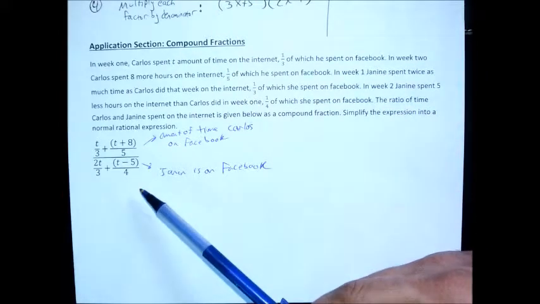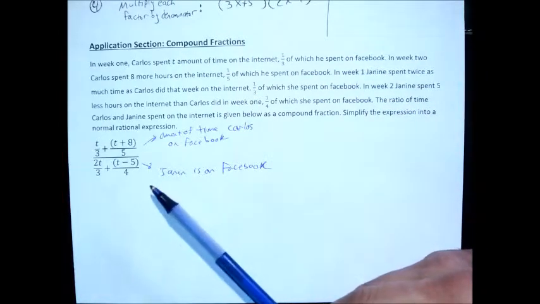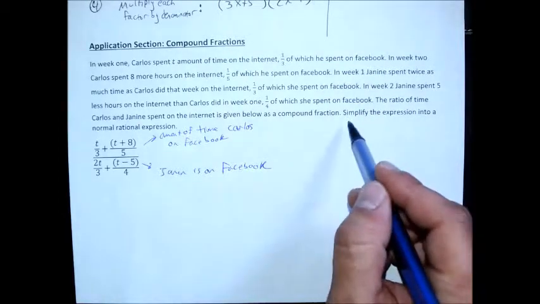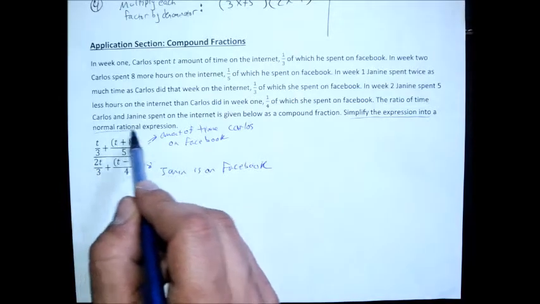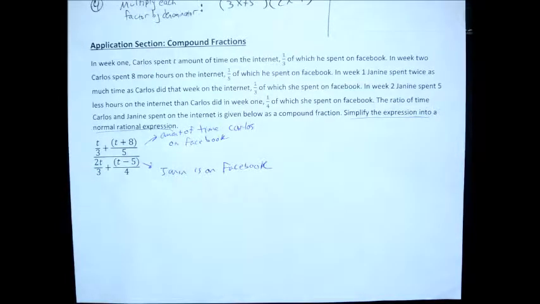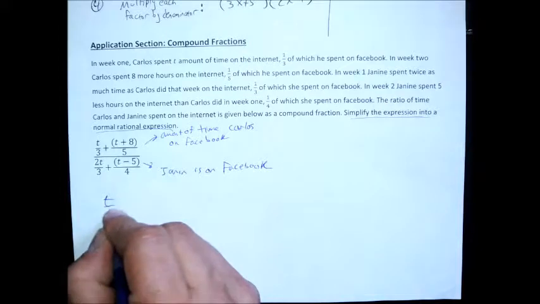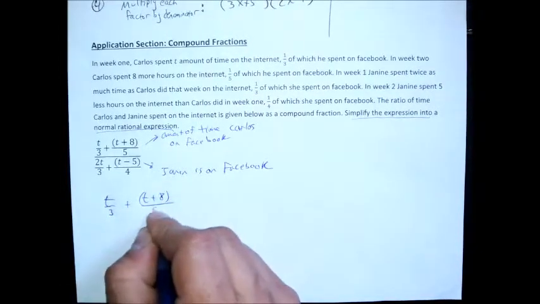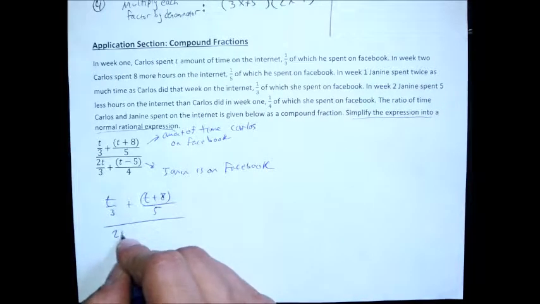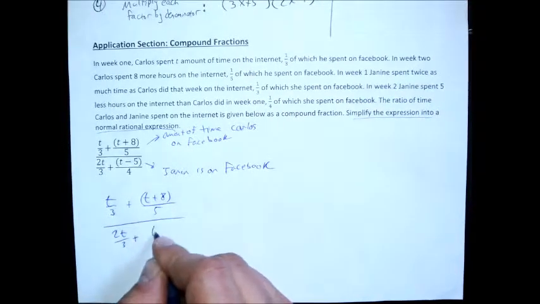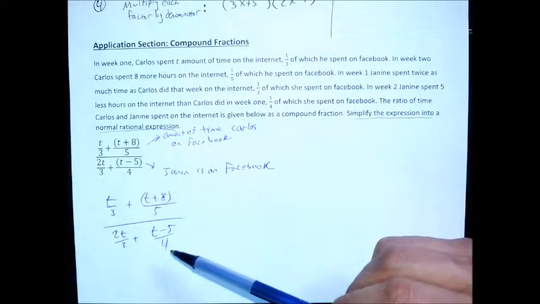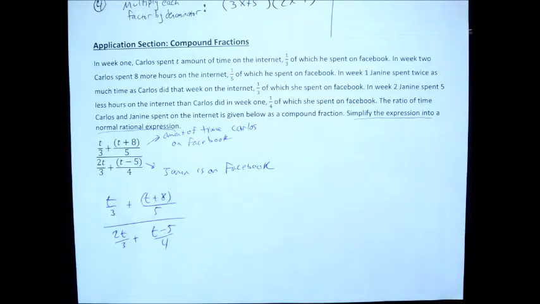And so what we want to do is make it not a compound fraction, right? And so what I wrote here is simplify the expression into a normal rational expression, i.e. not a compound fraction. So let's start with the original piece. The other thing that's different about this is that the denominators are numbers instead of variables, right? All the examples we saw had the denominators being variables. And now it's a number. So it's a little bit different as well, and I like that too.